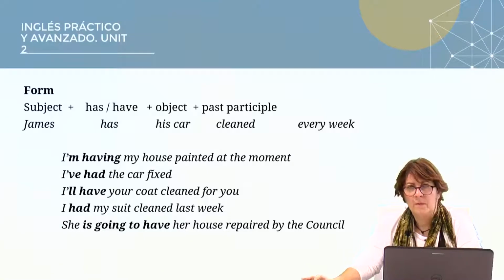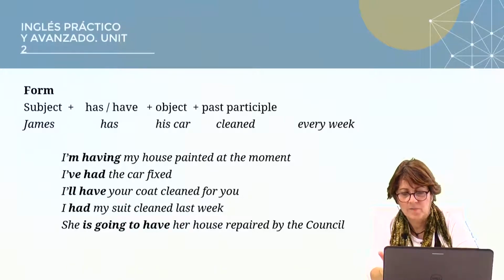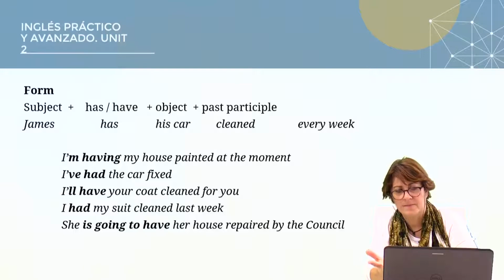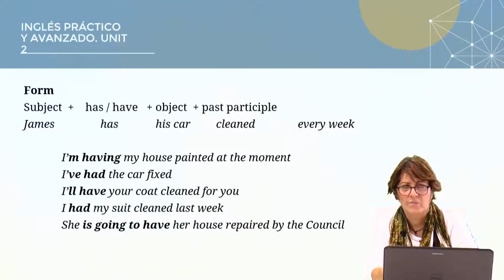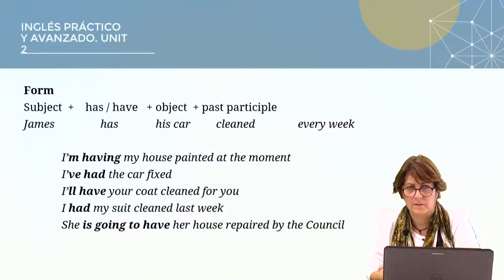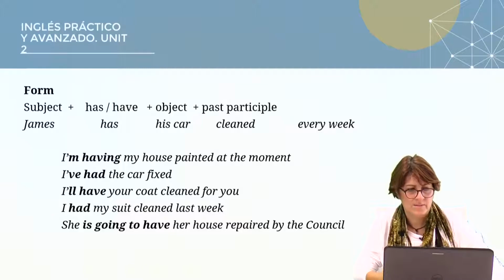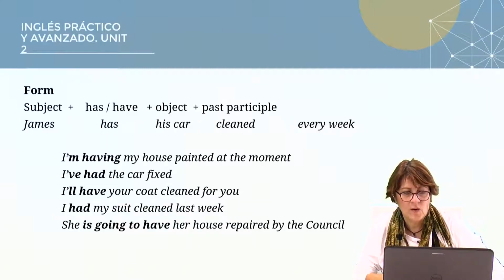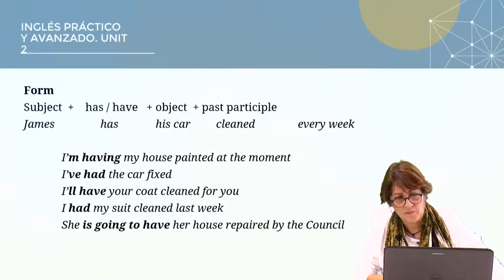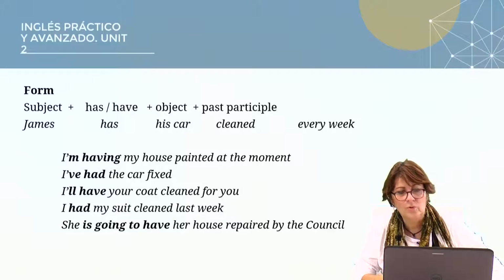So sometimes you understand things better if I read the example, so I give examples of something, because as I told you before, I don't like English to be seen as a mathematical structure. I prefer to give examples than to show this formula: subject, have, object, participle. When you are speaking English, you are not going to think about the formula, you are thinking about the sentence. For example, all the examples that you have here are causative passive. I'm having my house painted, I have had the car fixed, me han arreglado el coche, I'll have your coat cleaned for you.